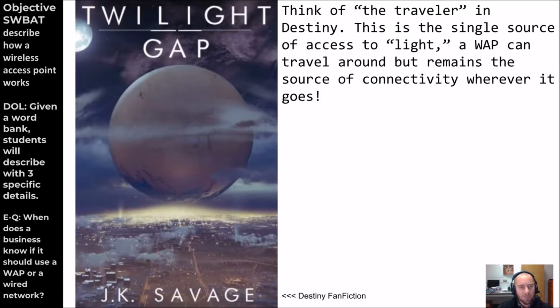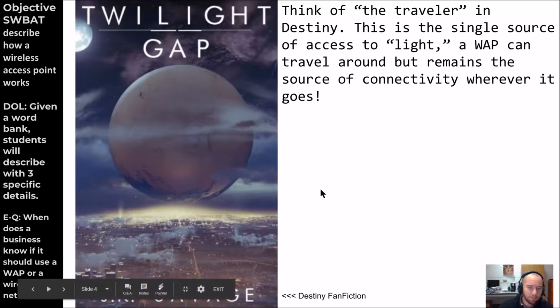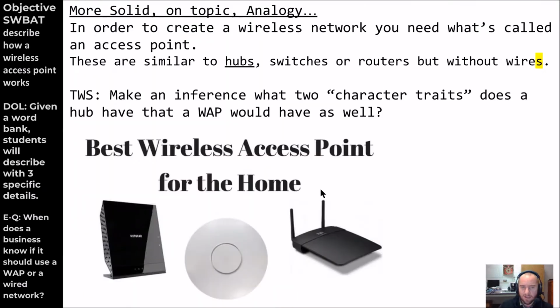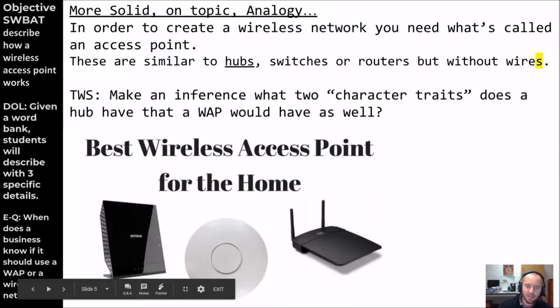So the way I like to think of a wireless access point is thinking of that traveler from the video game Destiny. This traveler, like the name says, is a single source of light. A wireless access point can be a source of data for internet, but it can be moved around. It can travel around. Wherever it's at, though, it remains the source of connectivity for a lot of people. Every room or office can have its own wireless access point. A lot of times it looks like one of these devices right here.